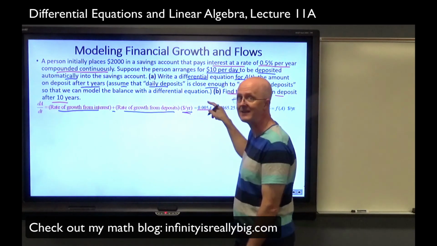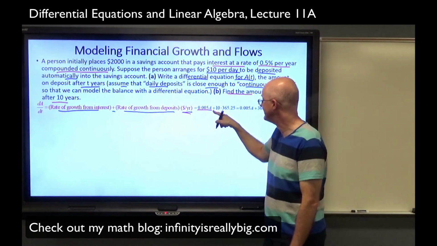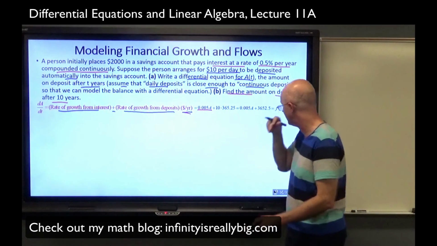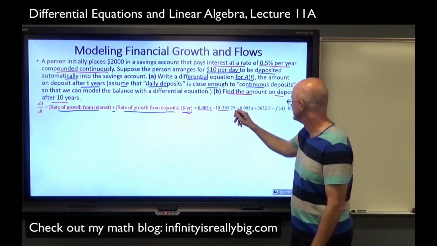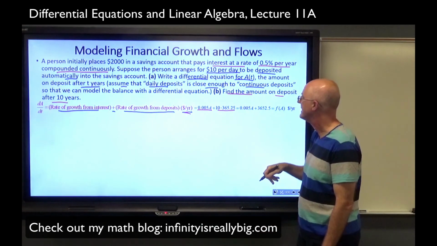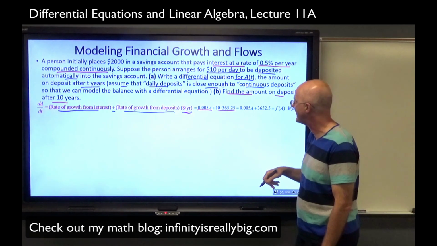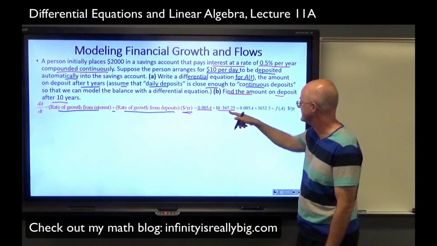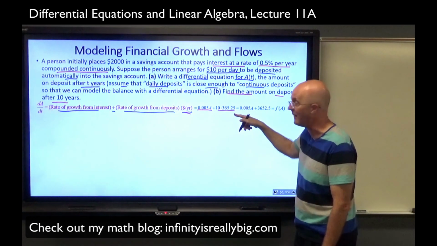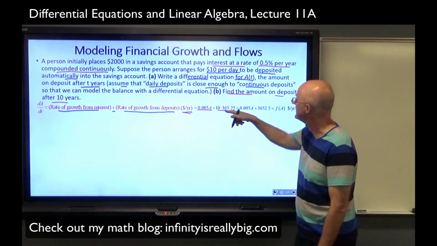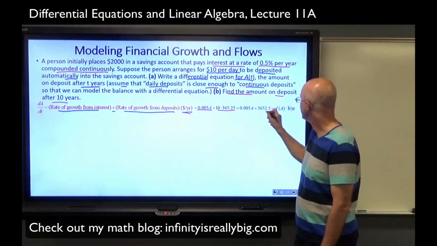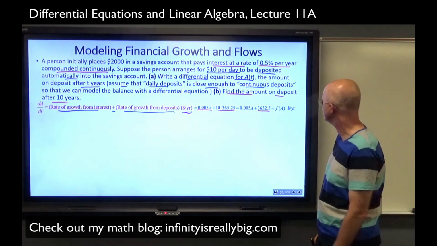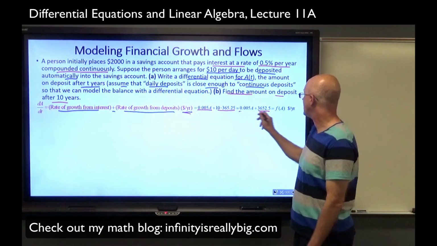0.005a, that's 0.5% of the given amount at any moment in time. That's got to be in the background of your mind at any moment in time. Plus 10 times 365.25 is the rate of growth from deposits in dollars per year. $10 per day times an average of 365.25 days per year gives you dollars per year, which is 3,652.5 on average over 10 years, thinking about leap years.